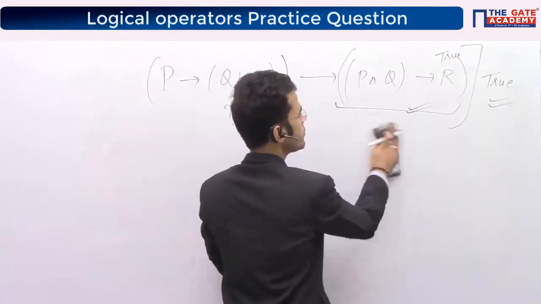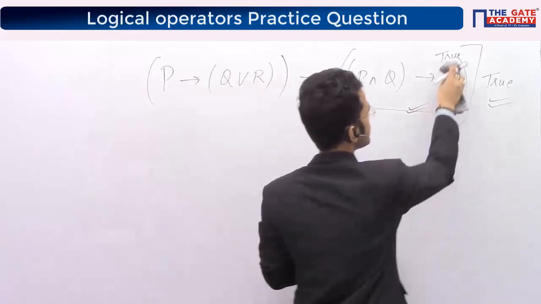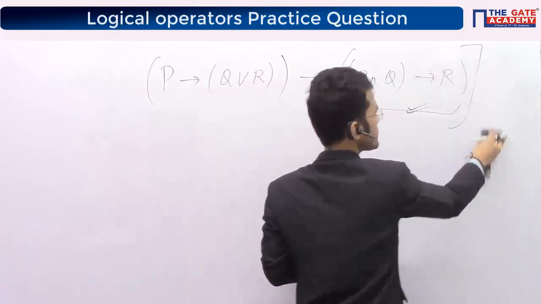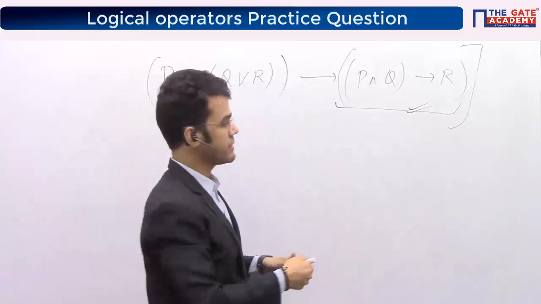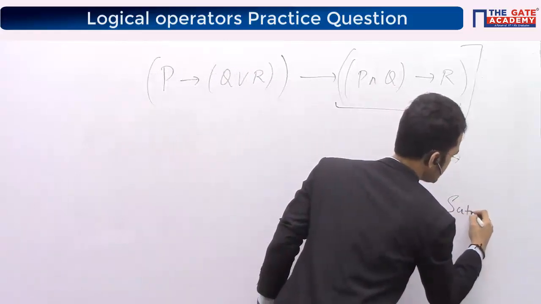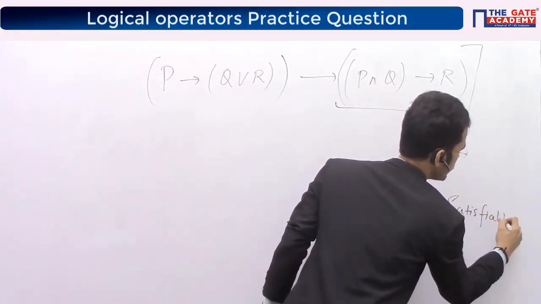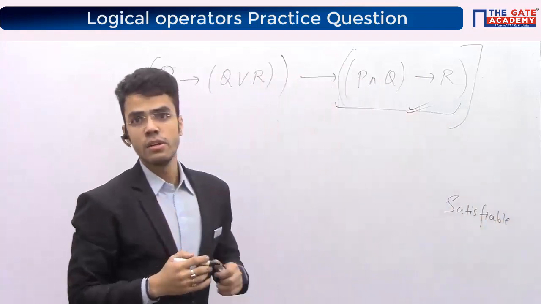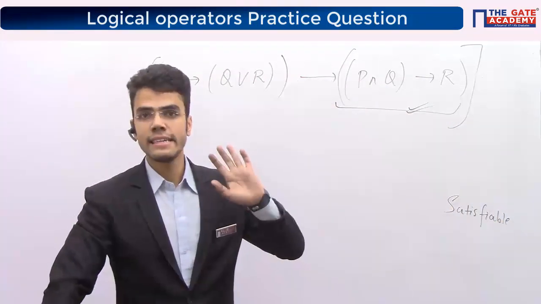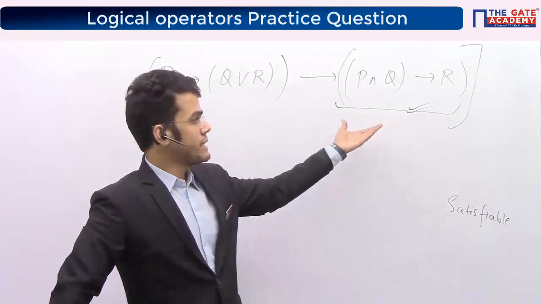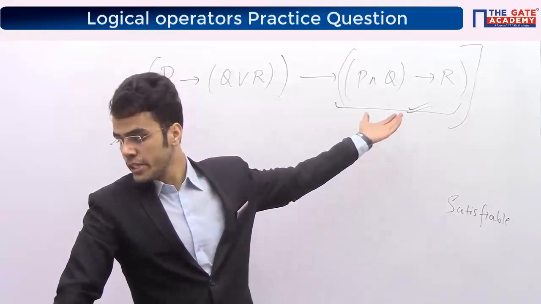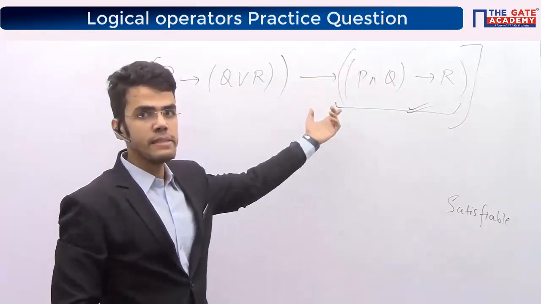Next I need to check for validity, right? So I get that it is satisfiable, okay, fine. But you won't mark your answer as A now. You won't say that, okay, I've got my answer as A. Why? Because maybe the expression is valid. In that case, you need to mark the answer as B, right? So let me check for validity now.